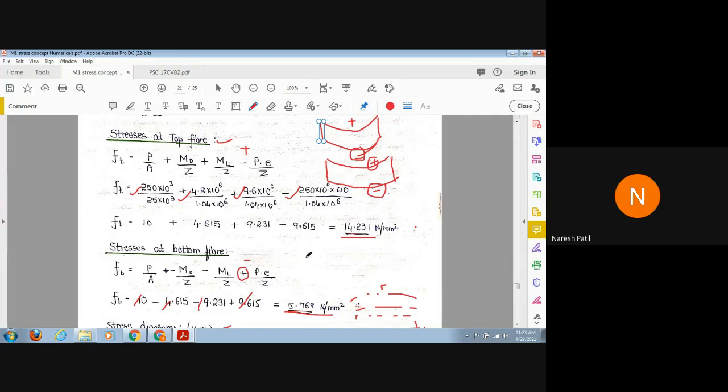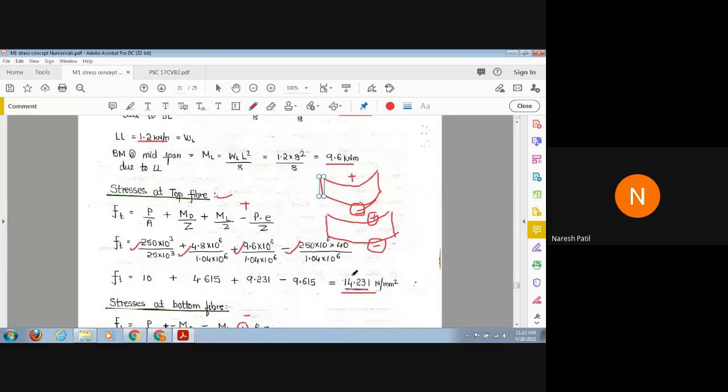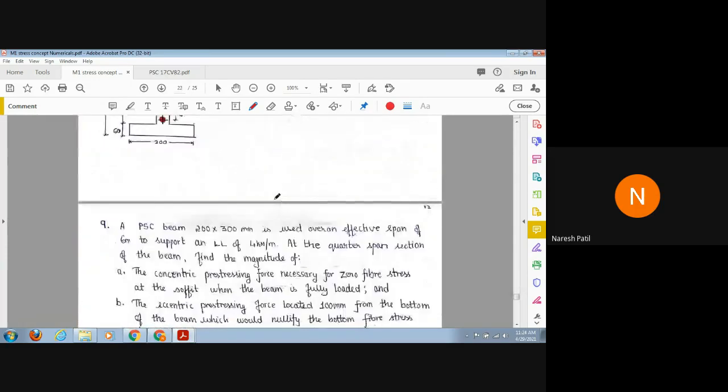Okay, but in the given question it is not like that, because the cable is below the centroidal axis, below the CGC, center of gravity of section, CGS. So what will happen, due to load it will bend downward, it will sag, and due to pre-stress it will hog. So the sign convention will change in the given question. Okay, now we'll move on to the next question.